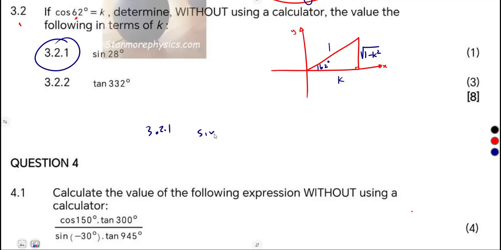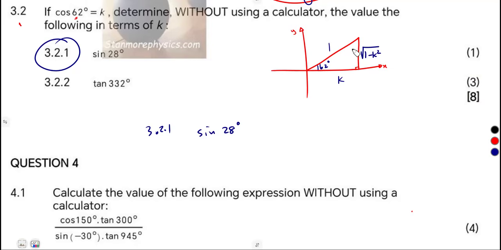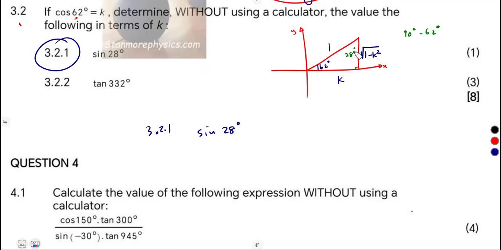3.2.1, the sine of 28 degrees. We can find it from the co-function concept, or we can simply use this triangle because we understand that the angles in a triangle are supposed to add up to 180 degrees. And these two are supposed to give us 90 degrees. So this remaining angle is simply 90 minus 62 degrees, which gives us 28 degrees. So that is the remaining angle there.